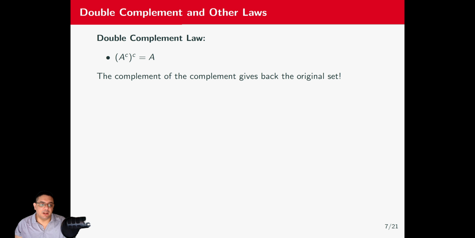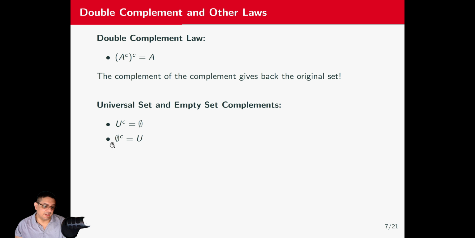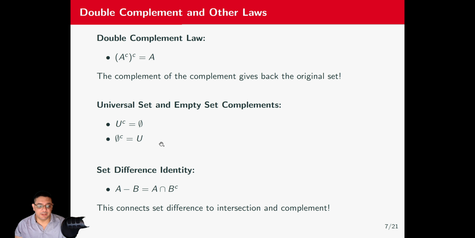Now, the double complement law is that the complement of the complement is just the set. The universal set and the empty set are complements of each other: the complement of the universal set is the empty set, and the complement of the empty set is the universe. We can also see the set difference as an intersection: A minus B is A intersected with B complement. This connects the set difference to intersection and complement in this way.